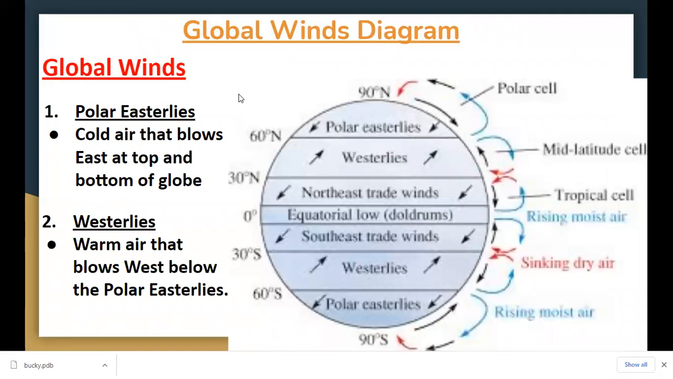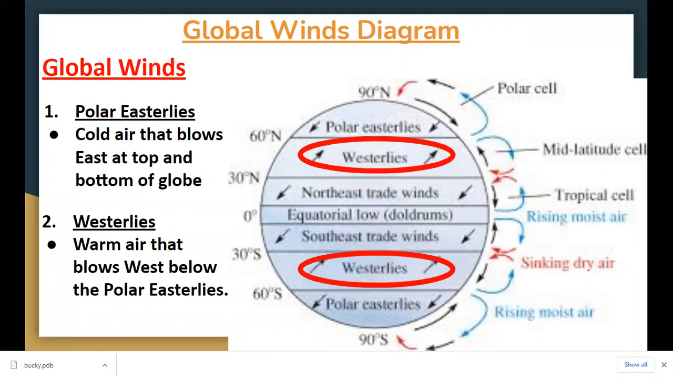And then second, you have the westerlies. These are warm air that blows west below the polar easterlies. So these are right below the easterlies and they're warmer air, okay?